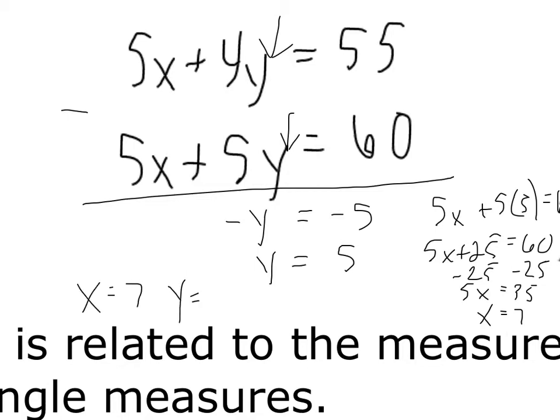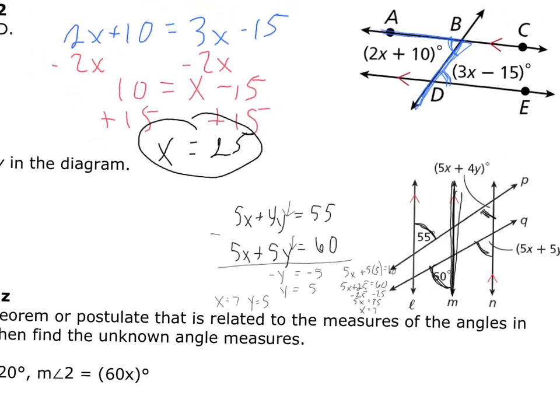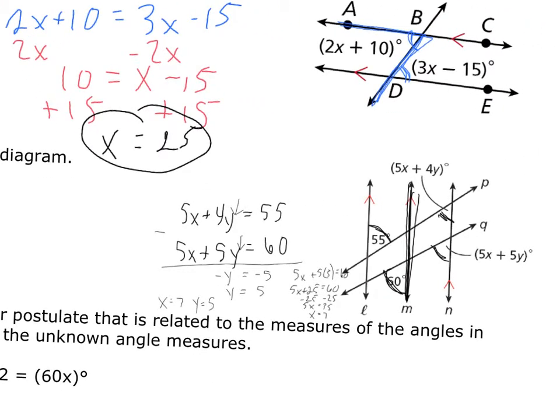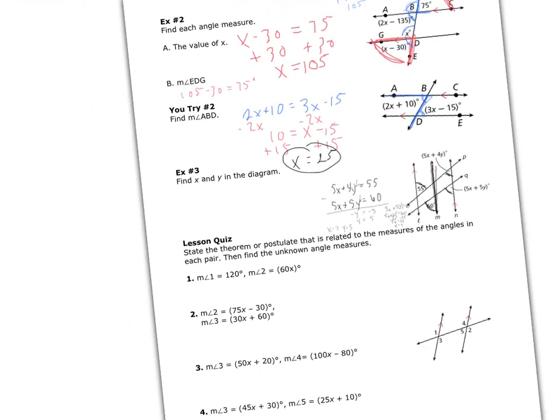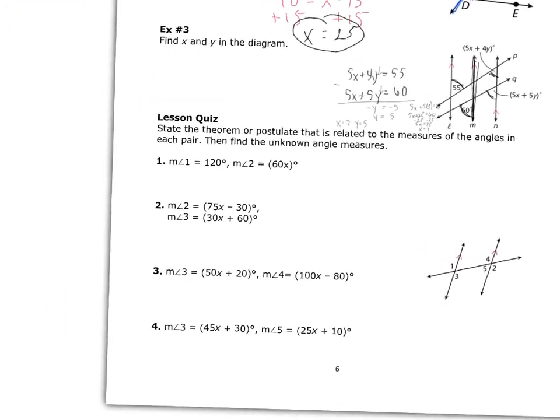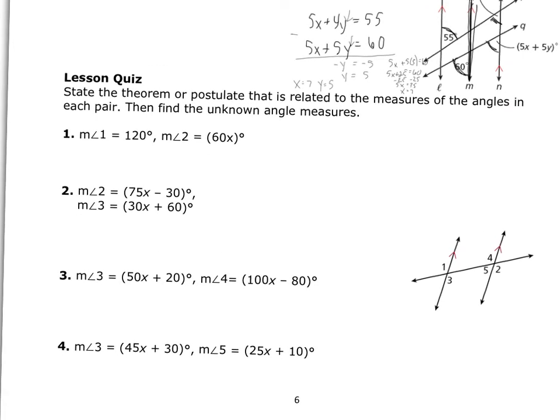Y equals 5. Now, on your test, obviously you're not going to have anything that challenging, but the fact just remains that you need to memorize all these different properties that we've talked about today. Okay, so I want you to look at these few problems right here and just state the postulate that is related to the measures of the angles in the figure. Okay, so go ahead and look at that, and then we'll have some time to work on homework.